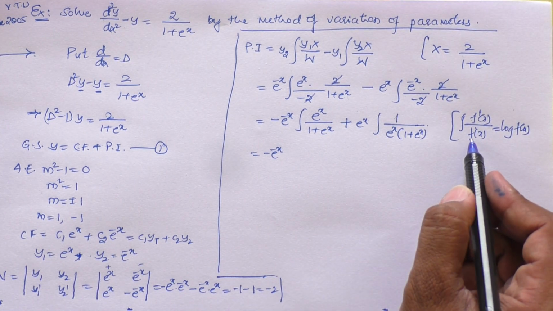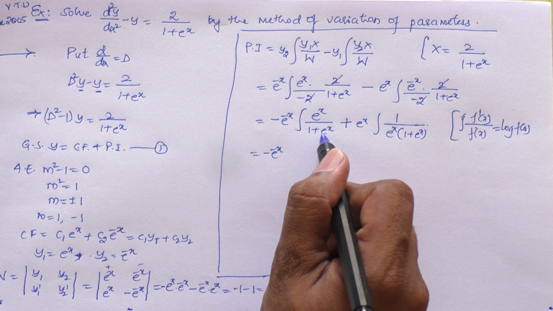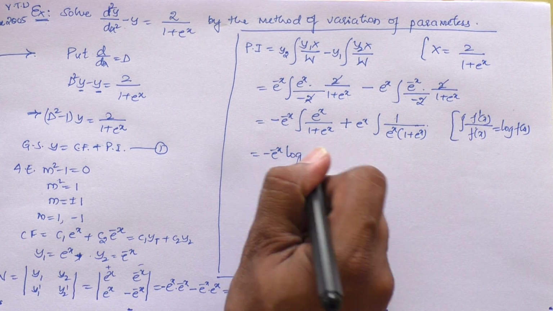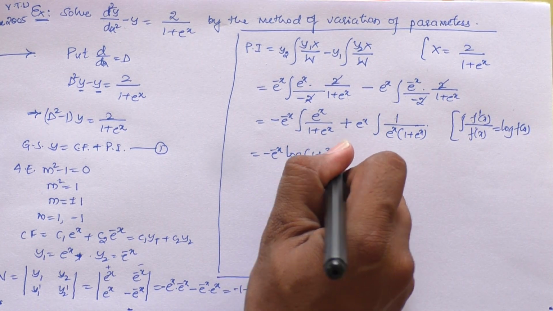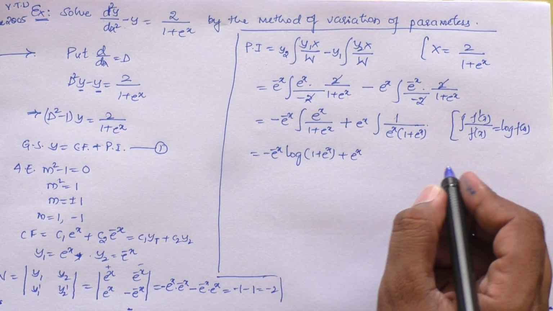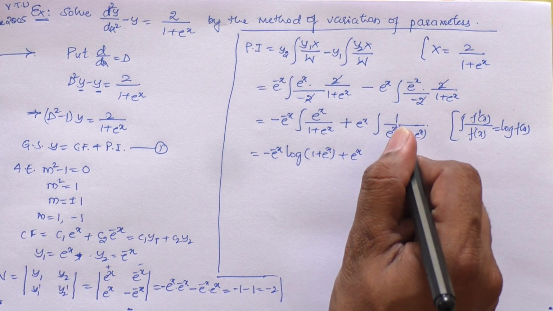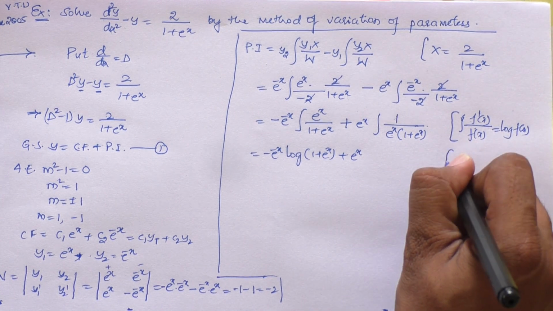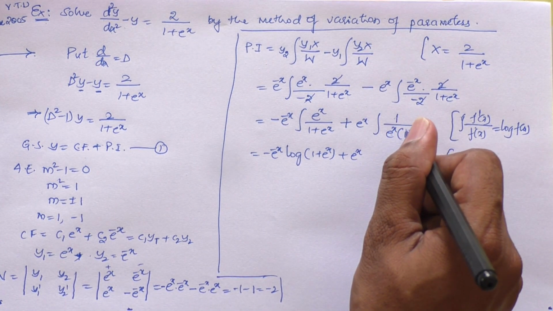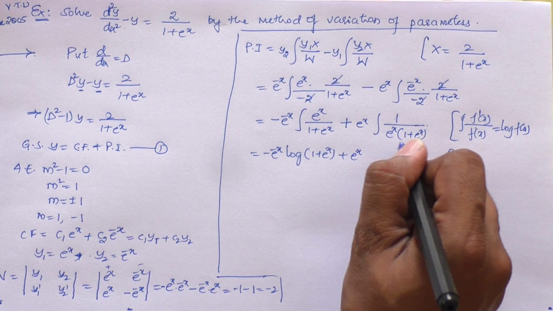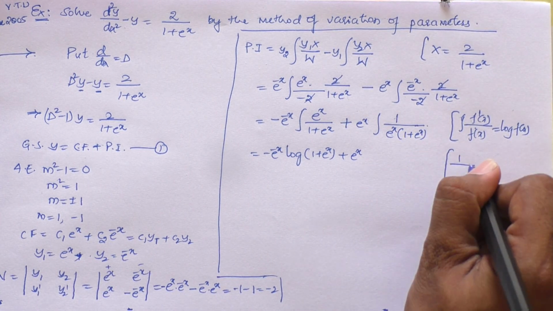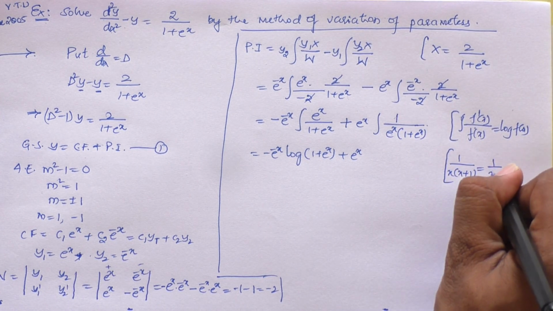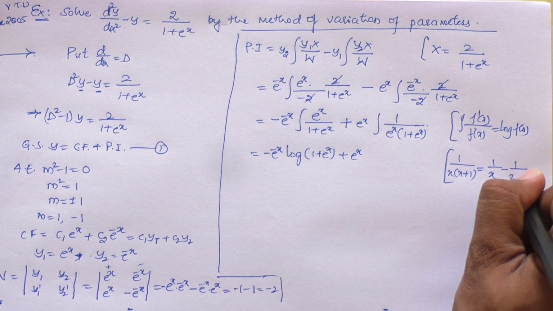So if you apply this, f of x is this, f dash is this, so it is integration of log of 1 plus e raised to x plus e raised to x into integration of 1 by x into 1 plus x. Here at this position we cannot integrate, so we need to rearrange the terms. For that we have a result: 1 by x into bracket x plus 1 can be written as 1 by x minus 1 by x plus 1.